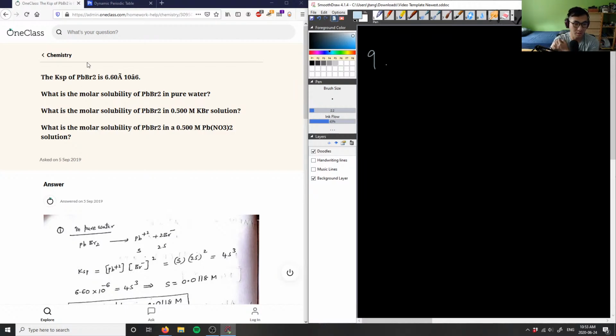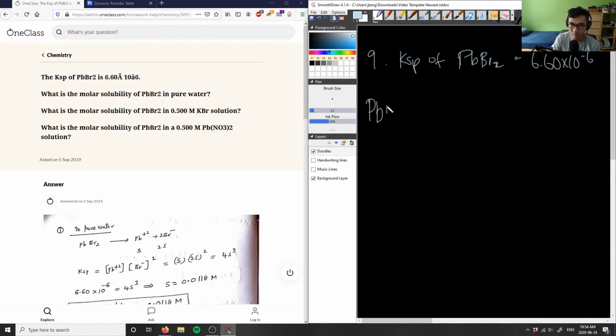So we have Ksp is equal to 6.60 times 10 to the negative 6. PbBr2 is equal to 6.60 times 10 to the negative 6. It's a little cut off, sorry. And it's asking us what is the molar solubility of PbBr2. So let's figure out the chemical equation for that.